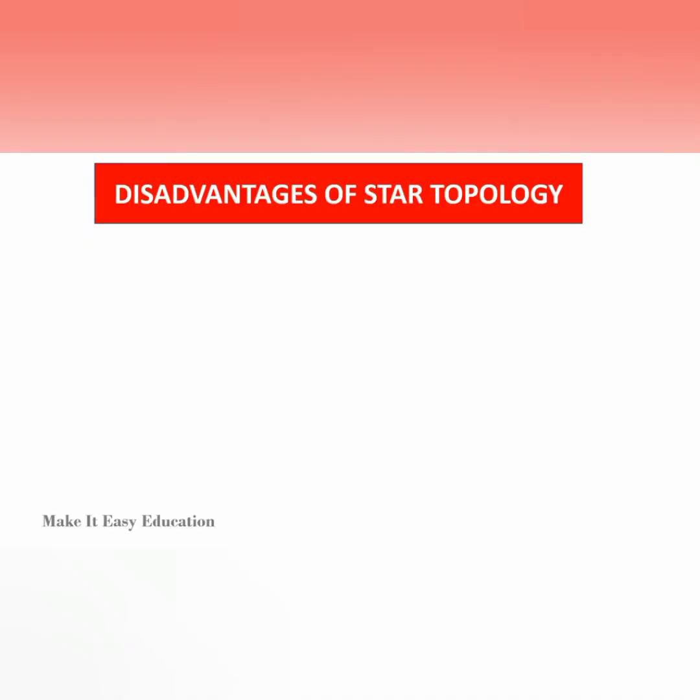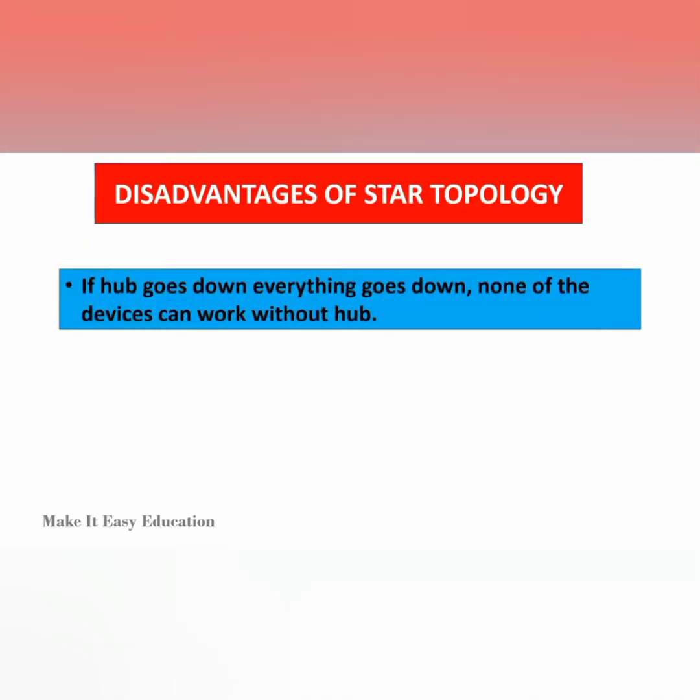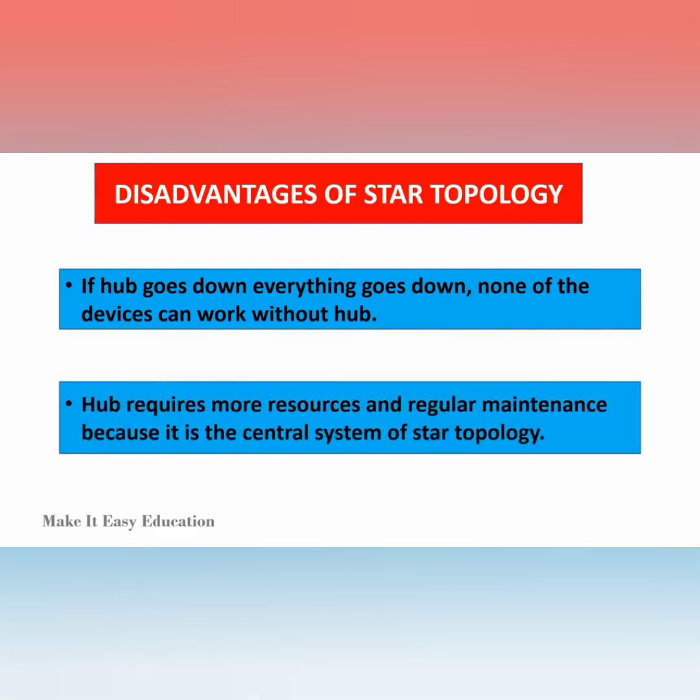Disadvantages of star topology. If hub goes down, everything goes down. None of the devices can work without hub. Hub requires more resources, and regular maintenance because it is the central system of star topology.